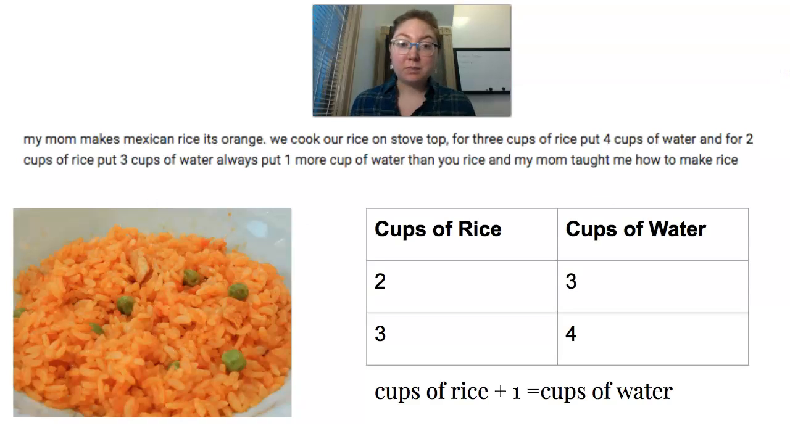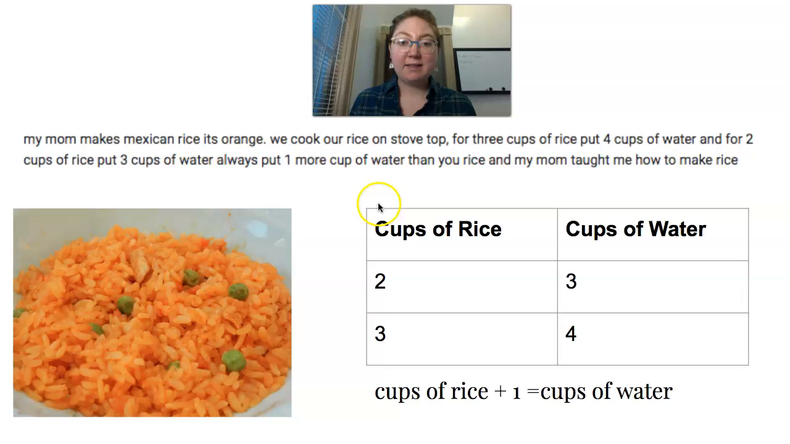So I'm going to be sharing some of the answers that you guys sent to me and thinking a little bit more about the math in them. The first thing we have here, someone said, my mom makes Mexican rice, it's orange, here we have a picture of that, and they cook their rice on the stove top. For 3 cups of rice, you would do 4 cups of water, or for 2 cups of rice, you would put 3 cups of water. So you always put 1 more cup of water than you put in rice. And this person's mom taught them how to make it.